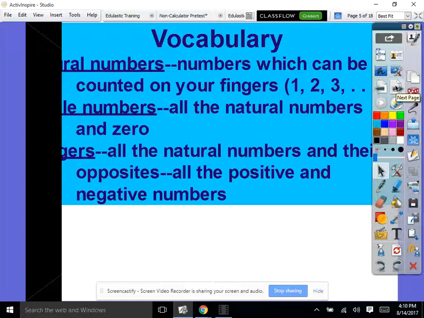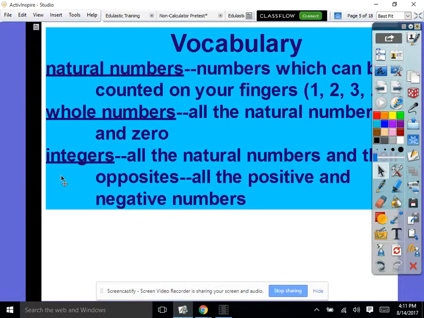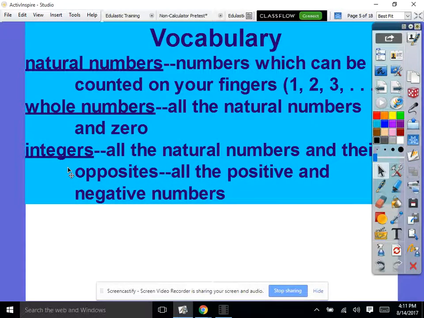Your vocabulary for the day. Let me see if I can move this out of the way. There we go. Natural numbers are numbers which can be counted on your fingers. 1, 2, 3, and so on. Now, I want you to think about this for class tomorrow. Is 100 a natural number?